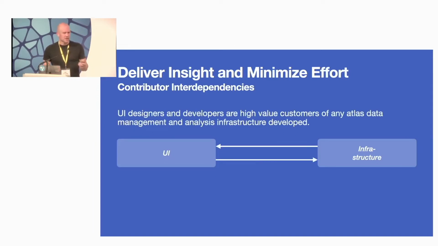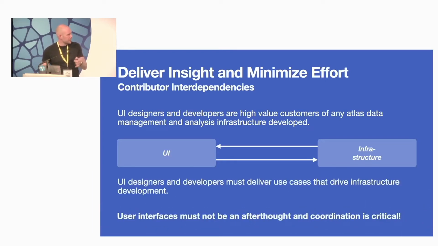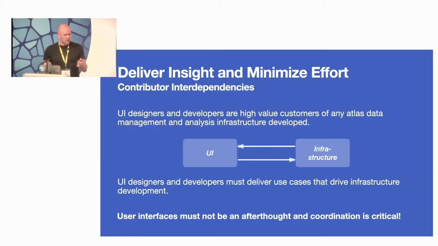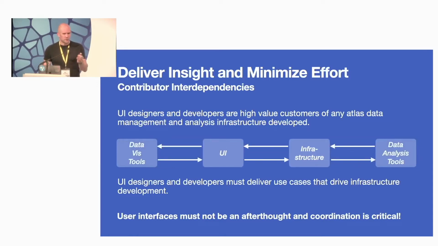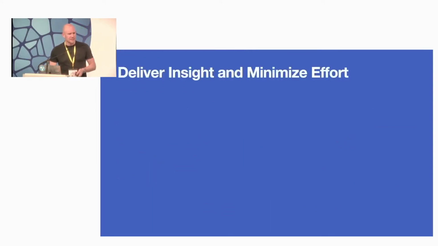UIs and infrastructure really need to talk together, and there's a lot of talking that needs to happen between the people who build these things, and it goes beyond the UI and infrastructure, right? So infrastructure means data processing and storage, but also data analysis tools need to be aware of what we want to visualize at the end to generate outputs that actually can be visualized directly in the portal. So there is a lot of interaction necessary to make this happen.